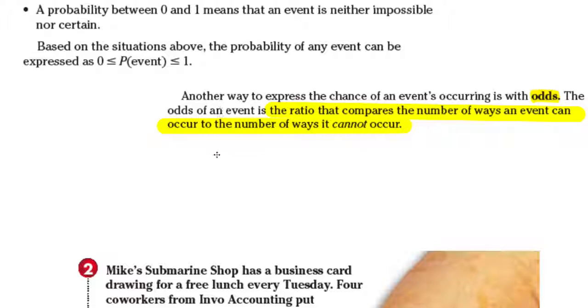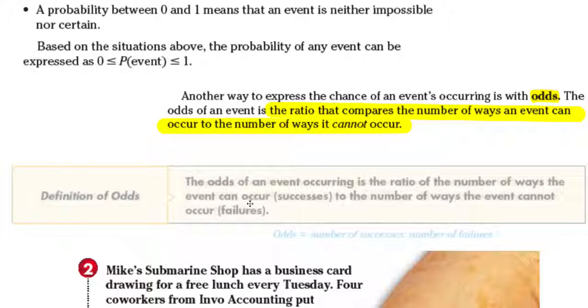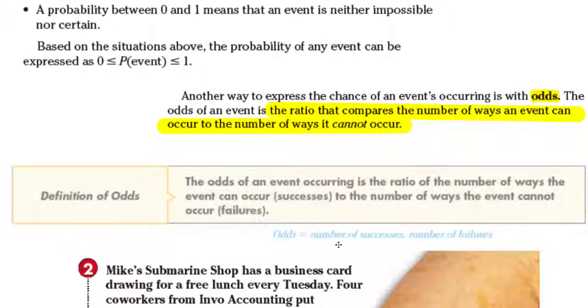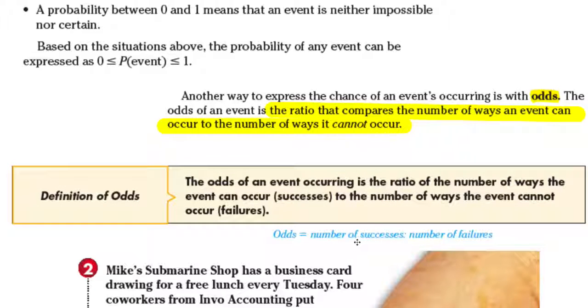Going to the definition of odds. The definition of odds is simply: the odds of an event occurring is the ratio of the number of ways an event can occur, successes, to the number of ways an event cannot occur, failures. Okay. So odds equals the number of successes to the number of failures.